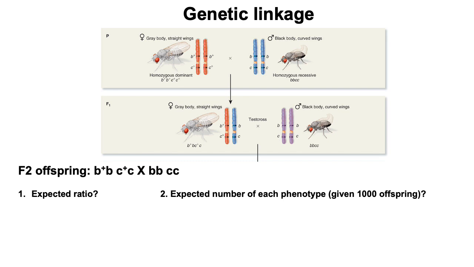So take a minute, think about that. What's our expected ratio here? And given 1,000 offspring, what are the expected number of flies that would be in each phenotypic class? Okay, so unlinked genes, independent assortment, in a test cross like this, what is the ratio that we would expect? And given 1,000 offspring, how many of each class would we expect to see? So take a minute, see if you can come up with those ratios and numbers.